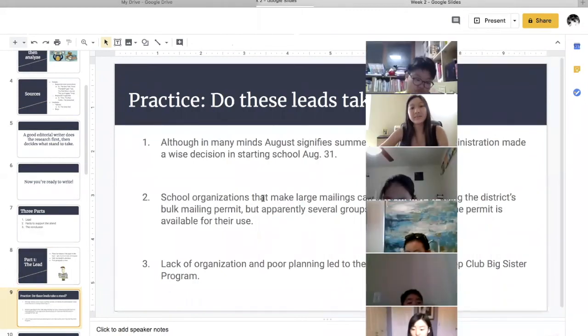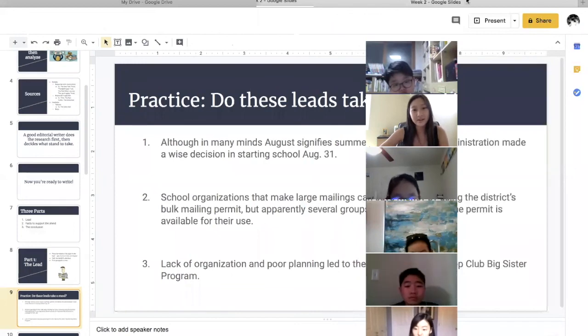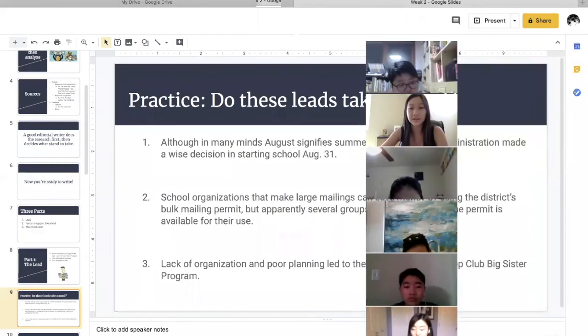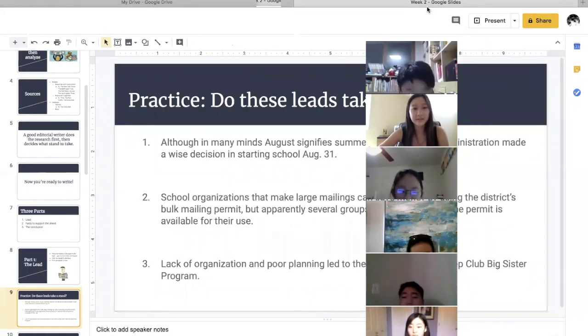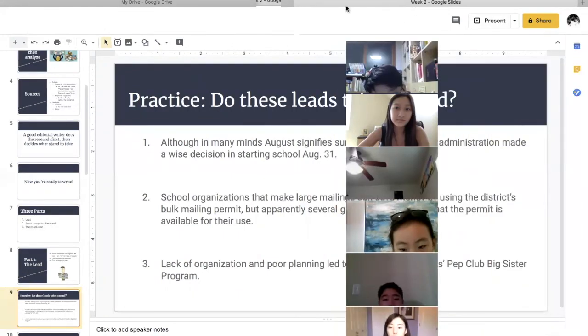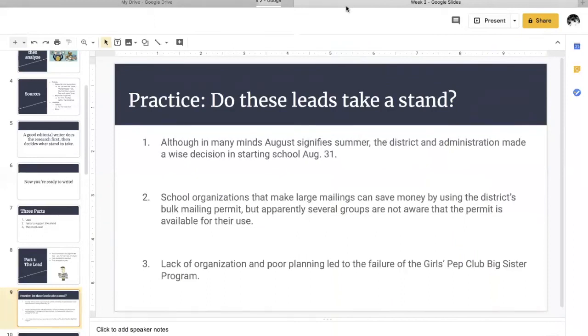Okay. Can someone read number one for me? And then I want you to tell me if these leads take a stand or not. So does the writer put their opinion in this right off the bat? Does someone want to volunteer? I will. I think it does take a stand because the writer shows his opinion that it was a wise decision to start school in August. Right, perfect. Joshua got it perfect, actually, because what tells the reader what your stand is were those few words, made a wise decision.